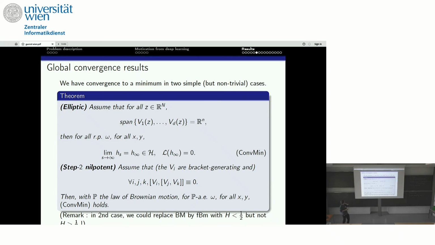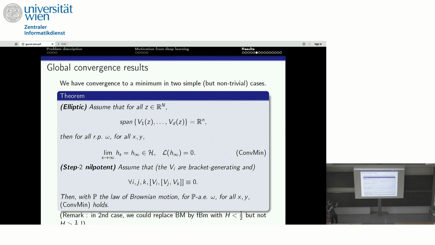We have all the directions, so we know that at each point the vector fields span the whole tangent space. From the point of view of control problems, it's a bit boring because you could just go in a straight line from x to y, but still it's not obvious that your gradient flow will actually converge. Now there are no saddle points, but it could go to infinity, it's not clear. But we can show that in this case, no matter what the initial condition is, you converge to a minimizer, to a zero of your L.